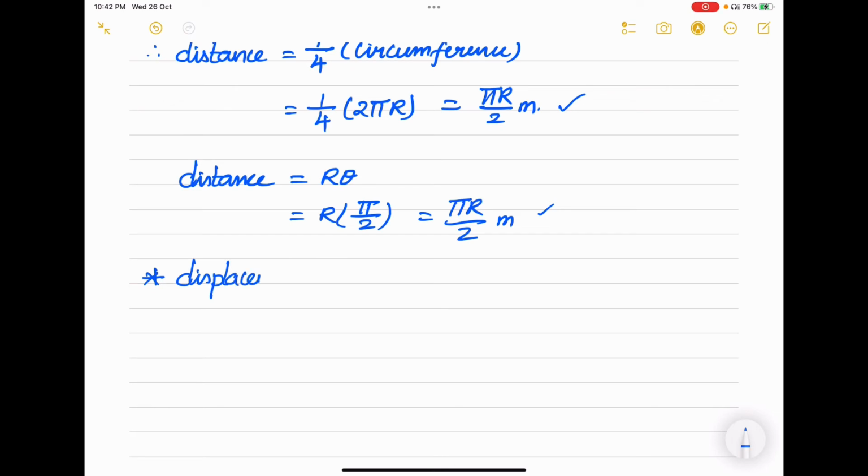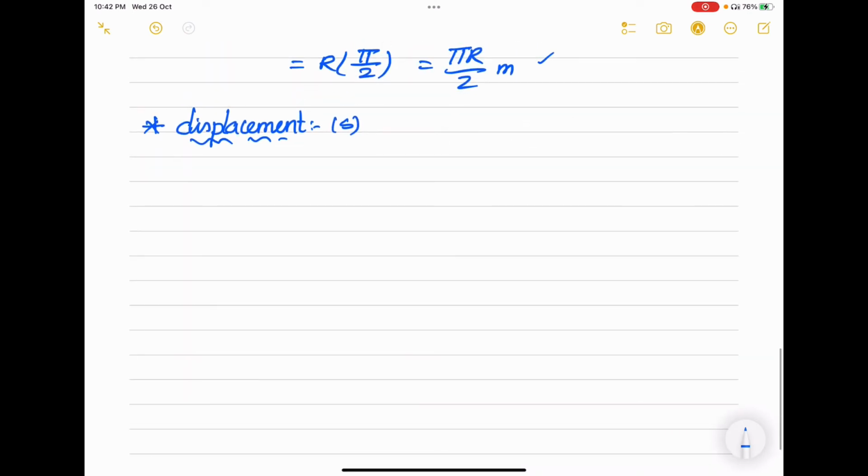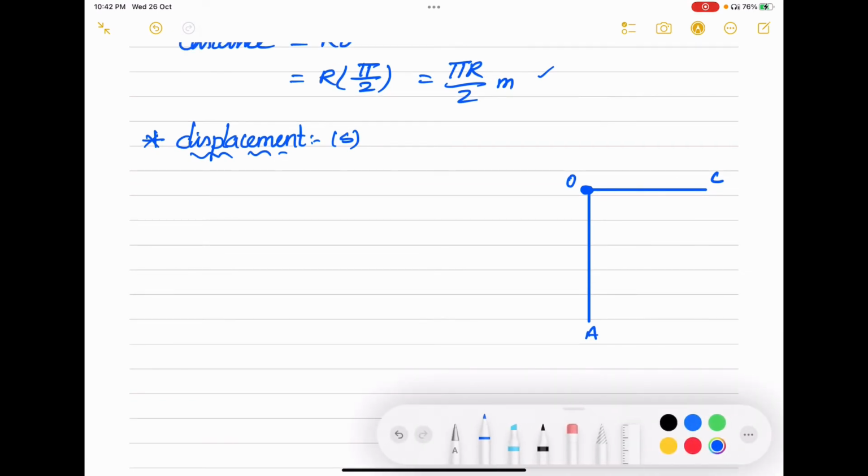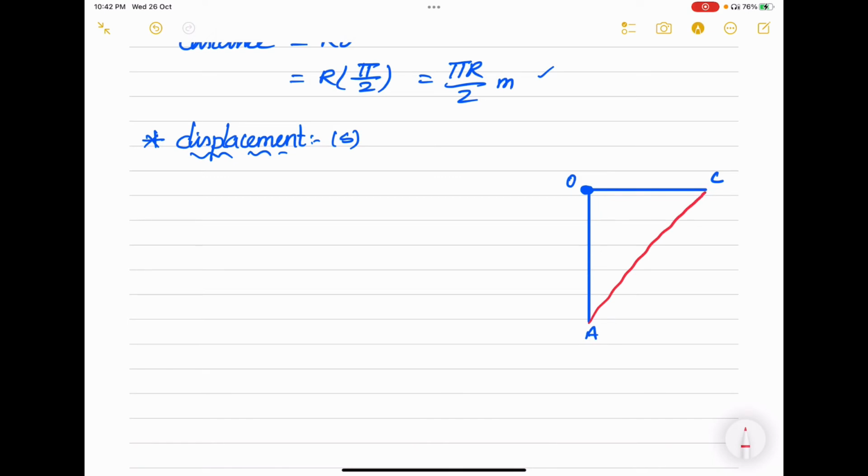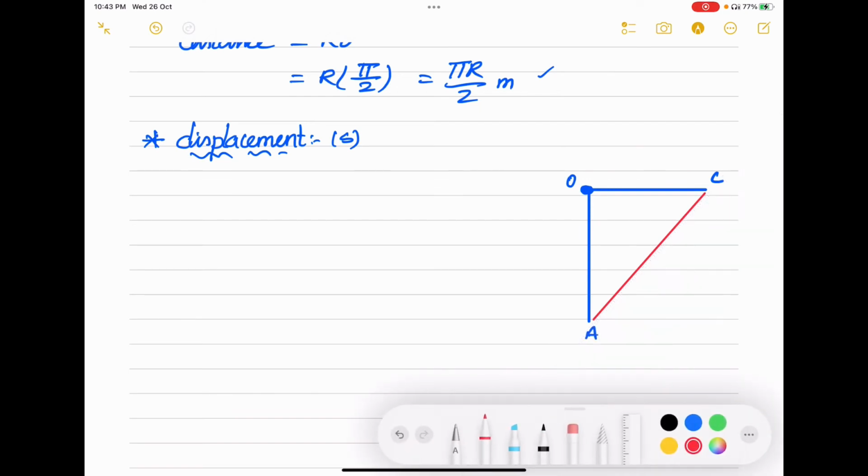So if you see in the above diagram, I would like to depict the whole thing once again. Displacement S. This is your center O, and this is point C, assuming point A. So what is our displacement? As we know, this is our displacement from A to C. I guess it is not in a straight line, so let me take this one once again. Yeah, this is our displacement from A to C.